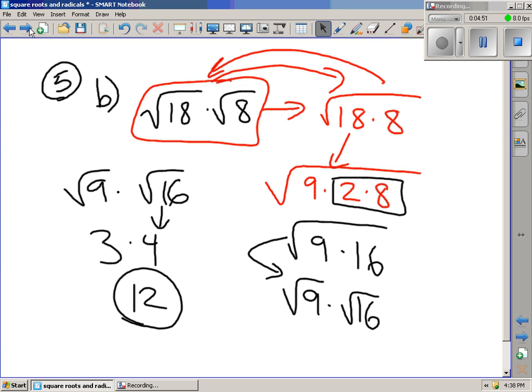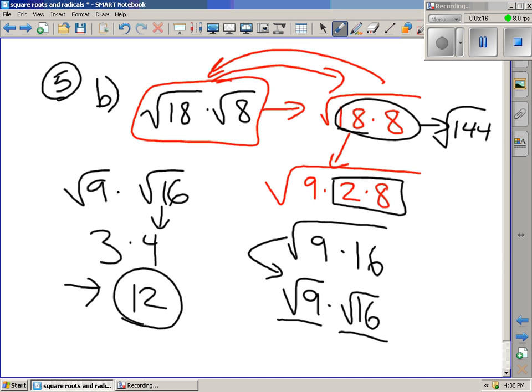Now what I want you to do is take the square root of 18, and multiply it by the square root of 8, and you should get a result of 12. And then you can also take the square root of 9 and multiply it by the square root of 16. You get the same thing. Another way we could have looked at this is we could have right away just multiplied 18 times 8, and we would have gotten 144, which you should recognize as a perfect square.